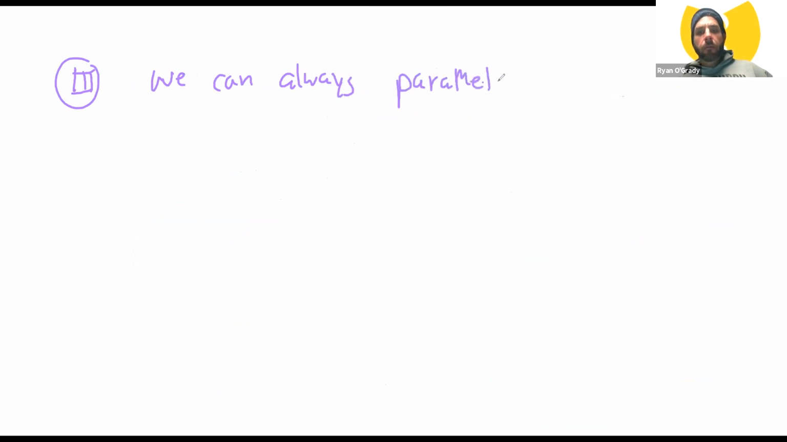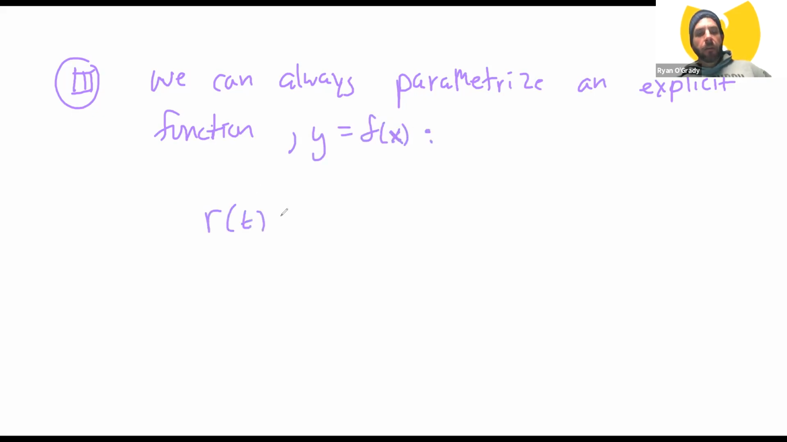So here's another cool fact. Maybe I'll call this cool fact 2. We can always parametrize an explicit curve, or more particularly, an explicit function. So what does an explicit function look like? That is y equals f of x. How do you parametrize it? You say, okay, the x coordinate will just be t, and the y coordinate will always be f of t.